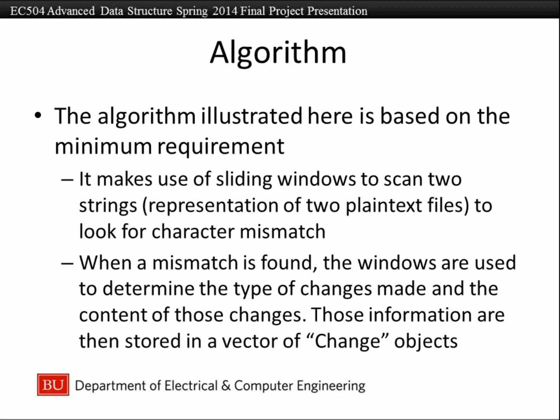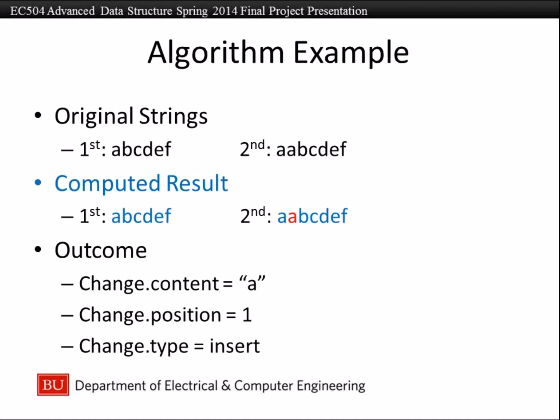Alright, so this is the algorithm of our project. Basically, it makes use of 2 sliding windows within 2 strings to look for character mismatches. And when a mismatch is found, the windows are then used for another more detailed match algorithm to find the exact type of changes that were made and the content of those changes. Those information are then stored into a vector of change objects, which will later be used for file retrieval.